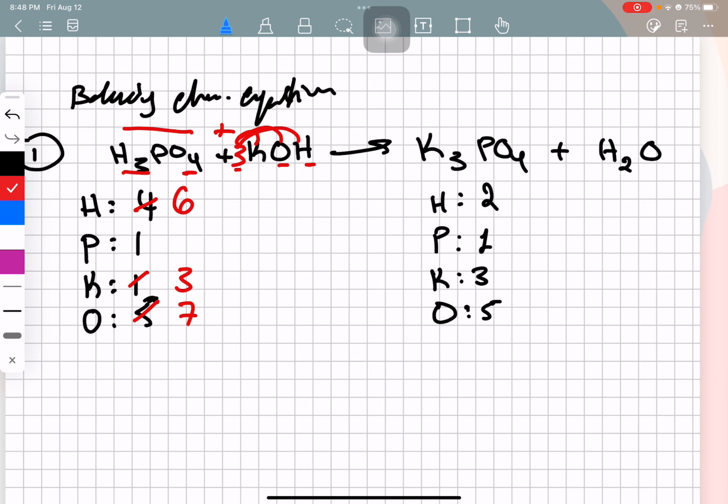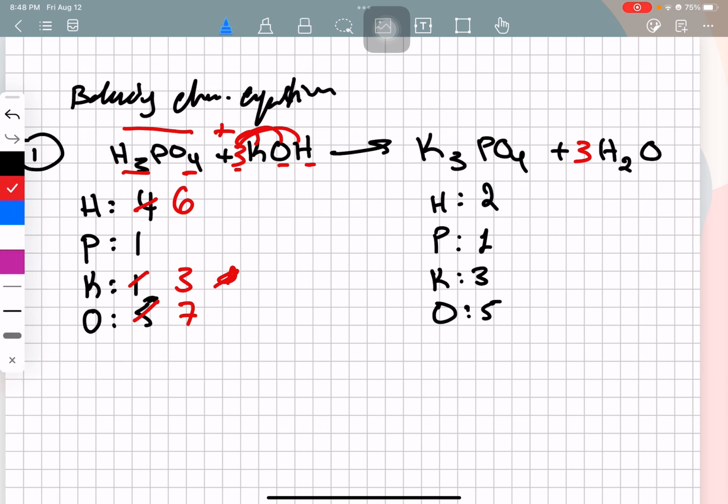Okay, the second thing that I want to do here is I need to bring this 2 to become a 6. And the only way to do this is to have a 3 right here. The reason why I did this is because I've satisfied the potassium, and the only way to change my H is to put something here to change the H. So I have to put a 3. Okay, so that is a 3. So I put a 3 here, and then I do the same thing.